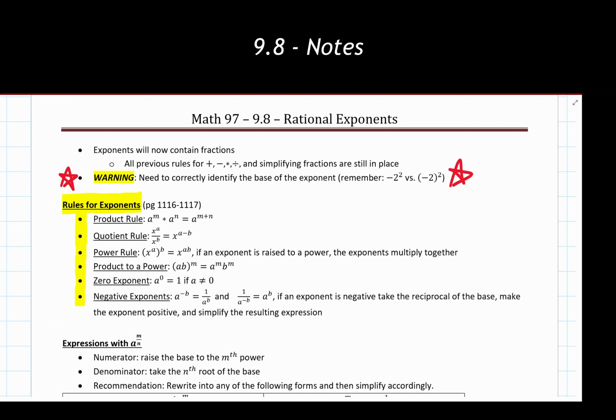Now the main three that I recommend that we make a note of for ourselves is the product to a power rule, the zero exponent property, and the negative exponent property. The product to a power rule states that if I have two things that are multiplying together inside a set of parentheses and they are raised to a power, then each of those things inside the set of parentheses are individually being raised to that power as well.